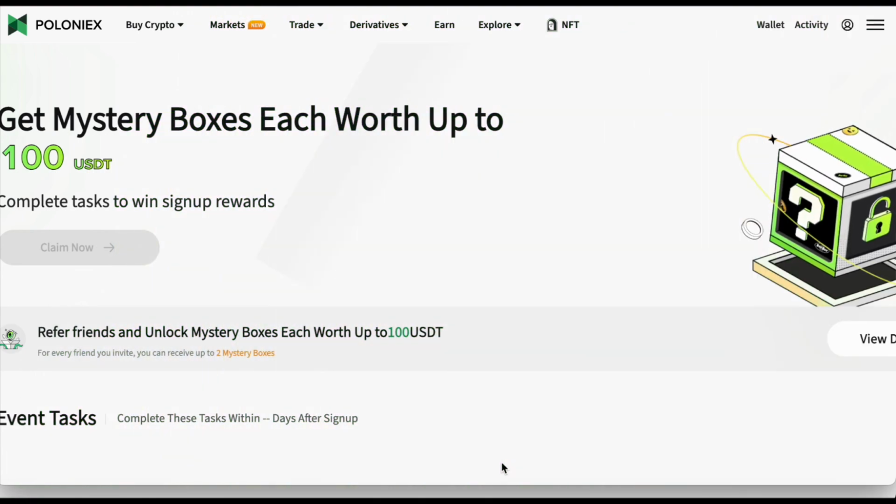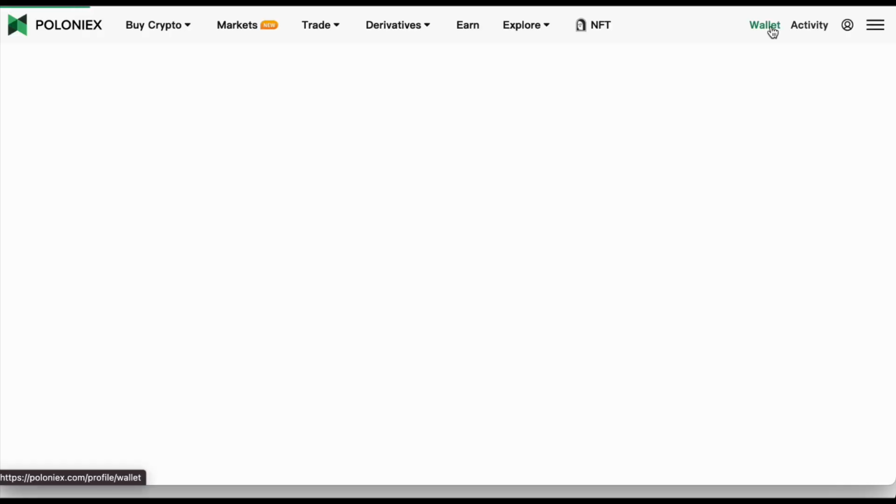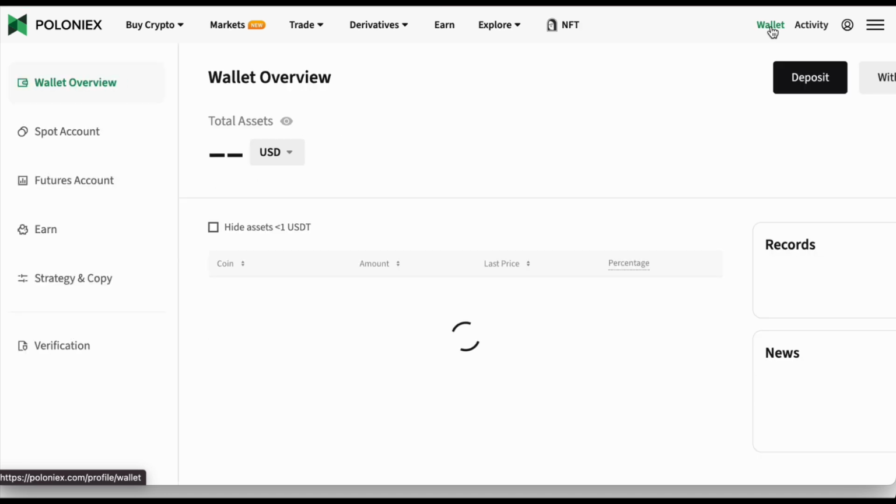Here's a simple guide on how to trade on Poloniex. So the first thing to do is make deposits to your wallet. Make a deposit of USDT or USDC or whichever stable coin that you're going to use to trade.